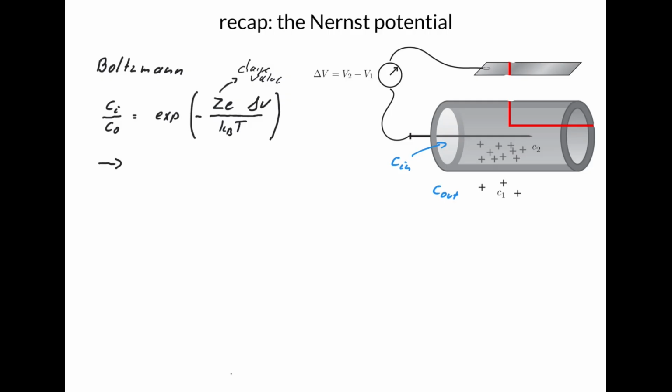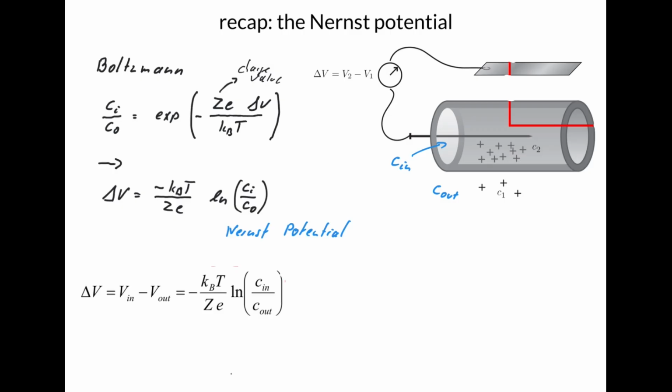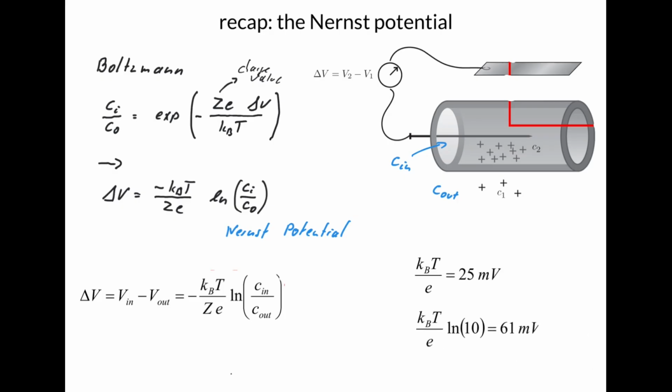Now, turning this equation around, we obtain the Nernst potential, reading delta V is equal to minus kBT divided by z times e, log of the ratio of the inside concentration to the outside concentration. To give just some typical numbers, the prefactor kBT divided by e at room temperature is 25 millivolt. And if we have a tenfold concentration ratio, we obtain a Nernst potential of 61 millivolt.